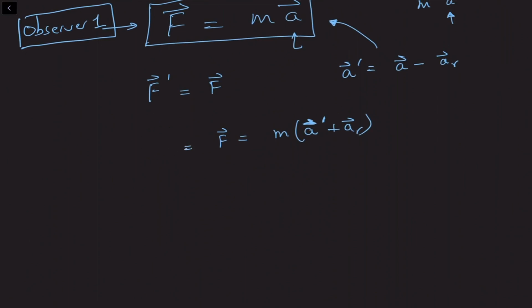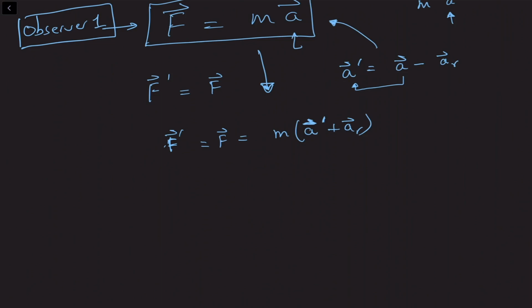So I just took the original law, F is ma, as measured by the first observer, and I applied the dictionary and I rewrote a in terms of what the second observer should see. That is m times (a prime plus ar). Both observers are measuring the same force on the object, so this F is F prime. It's the same thing that's exerting a force. Let's say you're pushing on it and it's the same force that both observers are seeing.